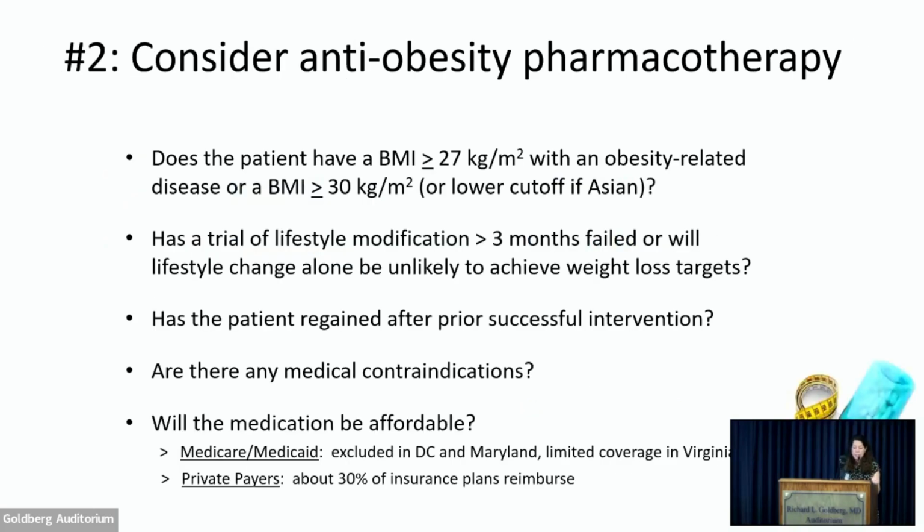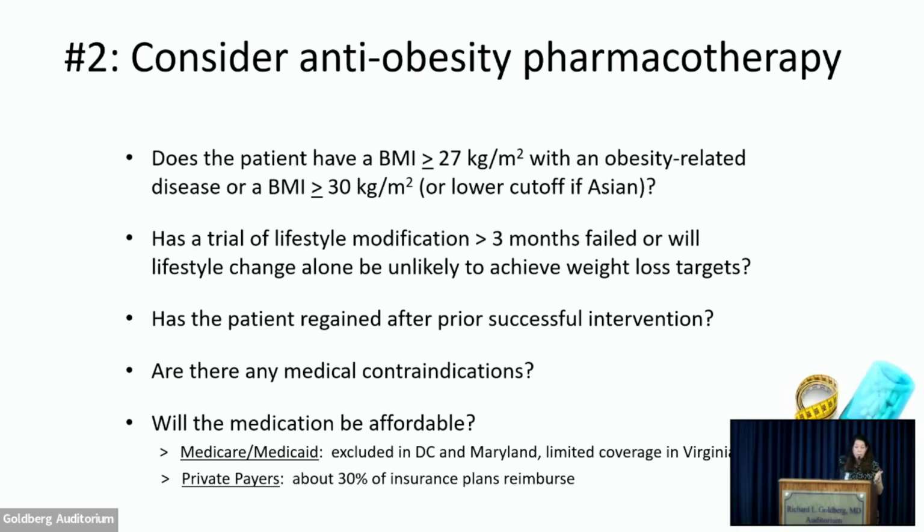And then the next step would be to consider anti-obesity pharmacotherapy. So we said, body mass index of 27 or greater with an obesity-related disease, or body mass index of 30 or greater, or potentially lower if somebody has Asian ancestry. And then you want to assess whether somebody has either tried and failed lifestyle modification already, or in thinking about their overarching targets for weight loss, whether lifestyle alone, remember that 1 to 8%, is going to be enough to actually achieve their weight loss targets. And so if not, you want to intervene early with medical therapy.